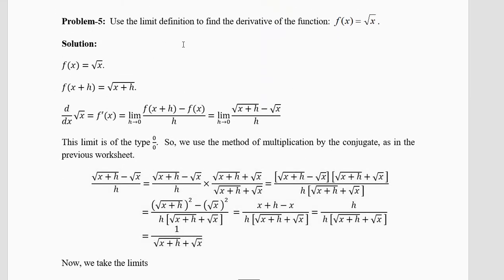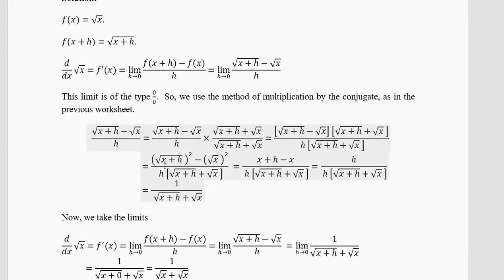Next question. Use the limit definition to find the derivative of the function f of x equal to root x. F of x equal to root x, f of x plus h is under root x plus h. Now this is the derivative. Now what happens? When you take the limit, you have the limit of the type 0 by 0. Now remember your limits. What we have to do? Multiply by the conjugate. Use the conjugate. Multiply by plus and plus. Here it is minus, so the conjugate will be plus. So you divide up and you divide down. Sorry, multiply up and multiply down.